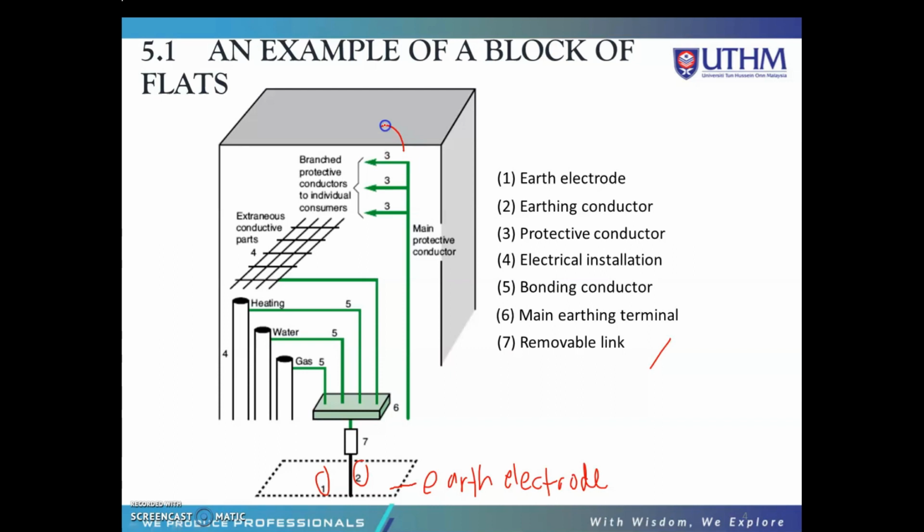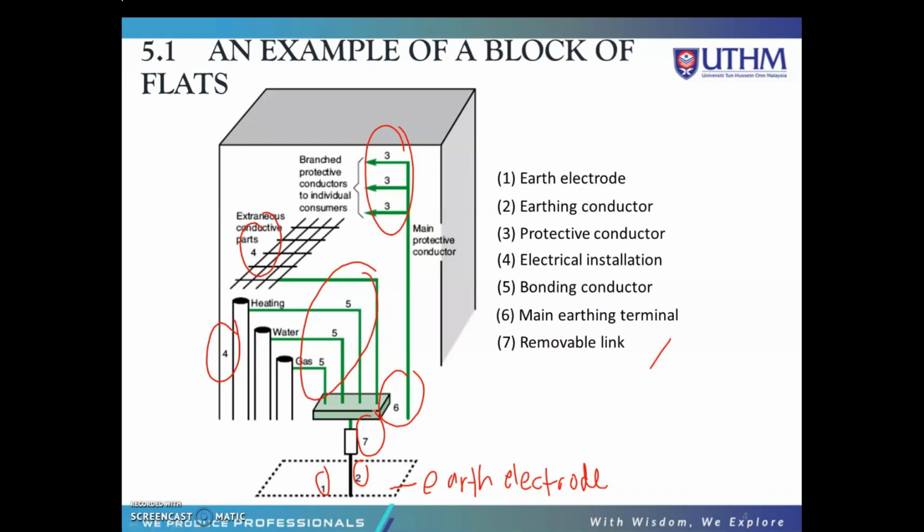Number three is the protective conductor. And then four is the electrical installation. And then five is the bonding conductor. Six is the main earthing terminal. And seven is the removable link. Okay, we look one by one.